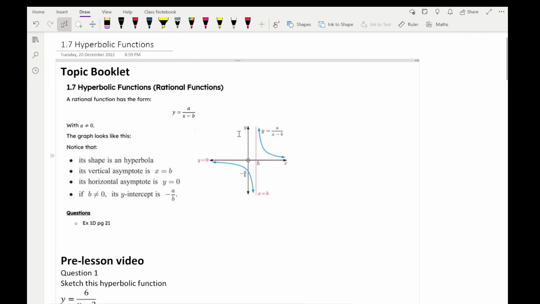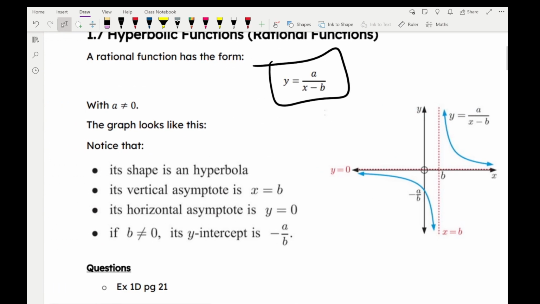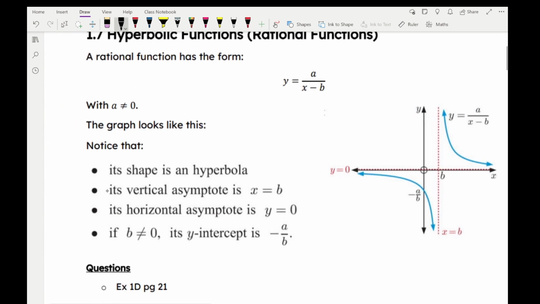They have a pretty standard form. It looks exactly like this: a over x take b. Now, the b value tells you where your asymptote is. Your asymptote is this vertical line that goes down, and the function doesn't really exist there. Then it's always going to have another asymptote at y equals 0. So we call this one the horizontal asymptote. Remember, asymptote has a p in it. It's a very strange spelling. And this one we call the vertical asymptote.